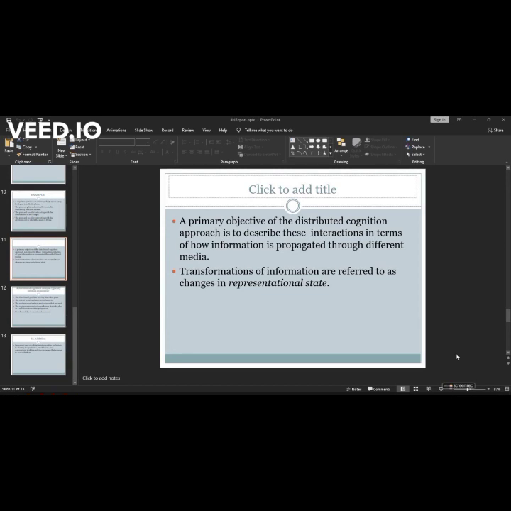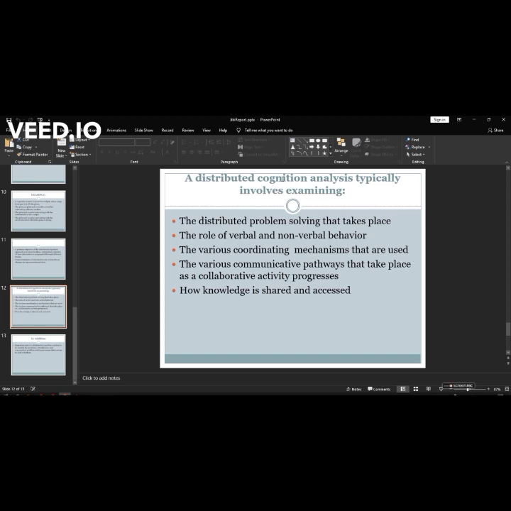The primary objective of the distributed cognition approach is to describe these interactions in terms of how information is propagated through different media, and transformations of information are referred to as changes in representational state. A distributed cognition analysis typically involves examining the distributed problem solving that takes place, the role of verbal and nonverbal behavior, the various coordinating mechanisms that are used, the various communicative pathways that take place as a collaborative activity progresses, and how knowledge is shared and accessed.